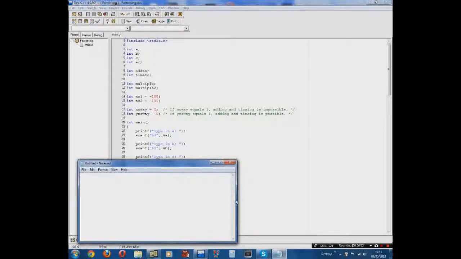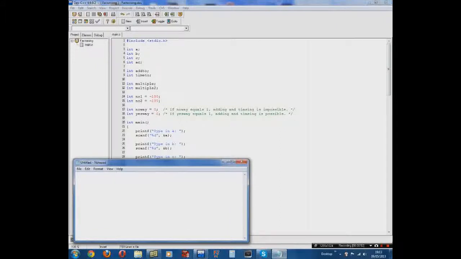So, let's begin. Factorizing quadratics is actually a very difficult topic. So let's start with a nice and simple example. Let's say 5x squared plus 2x take away 7. Let's take that example.